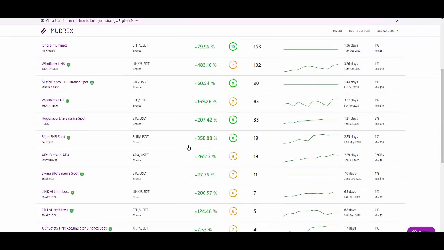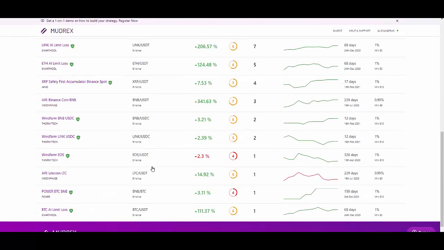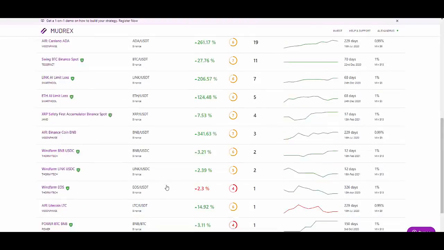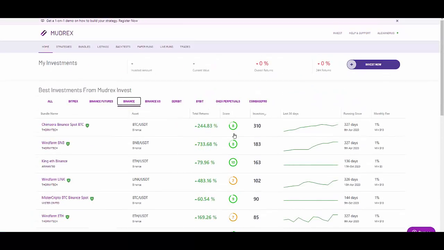As you can see, those strategies are working on USDT. The majority of them work on USDT, basically on stable coins. However, as you can see, there is also BNB to BTC, for example. It's maybe not the best way to get started, I think, but anyways, those are the different strategies.